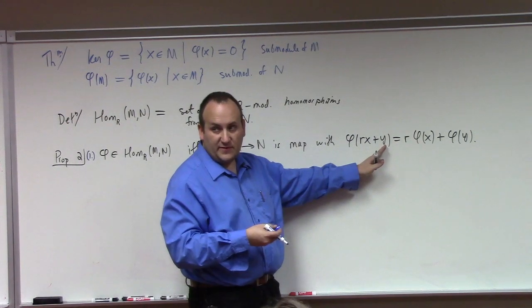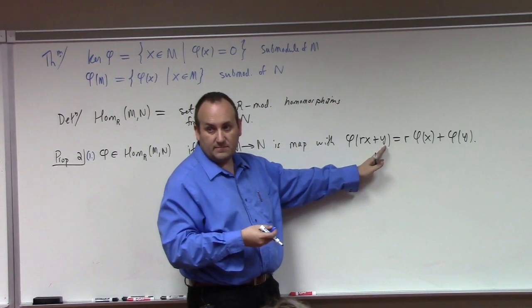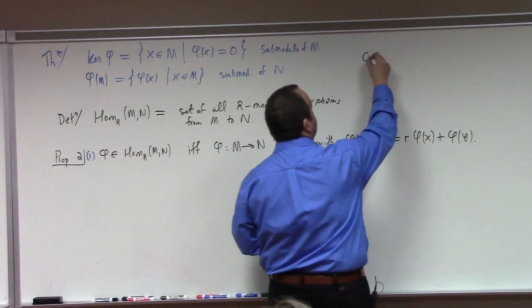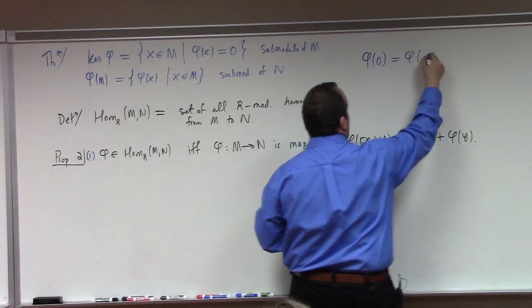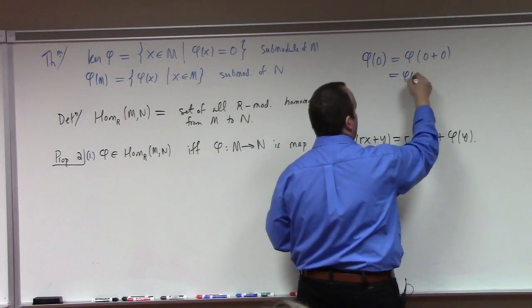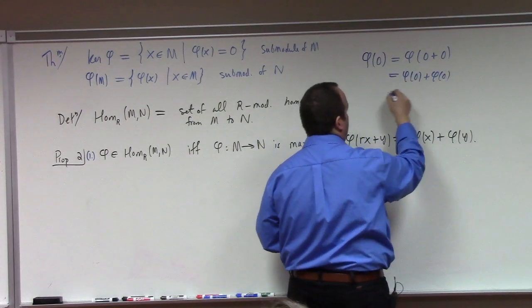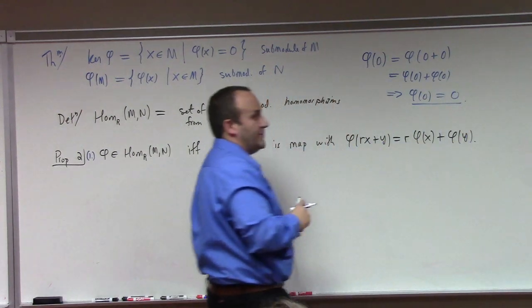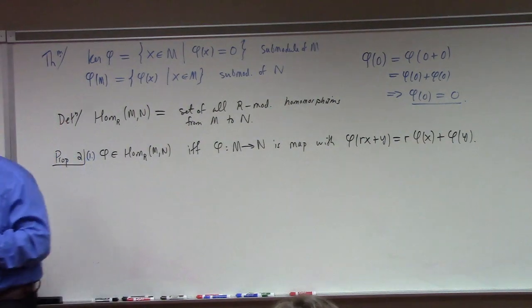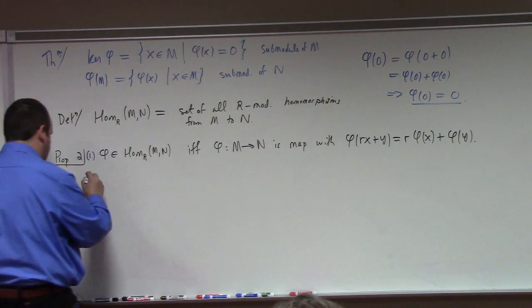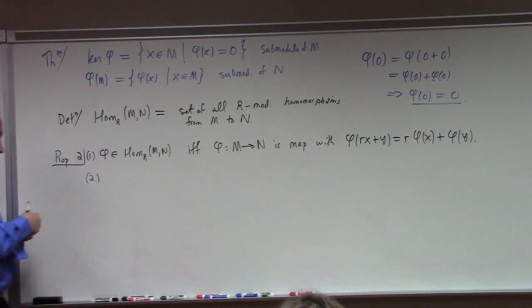Because we can easily prove that phi of 0 is 0. How do we do that? Why is phi of 0 equal to 0? By the cancellation property of additive groups. So just like linear transformations map 0 to 0, so do R-module homomorphisms. Some things are different, but many, many things are the same as vector space theory.